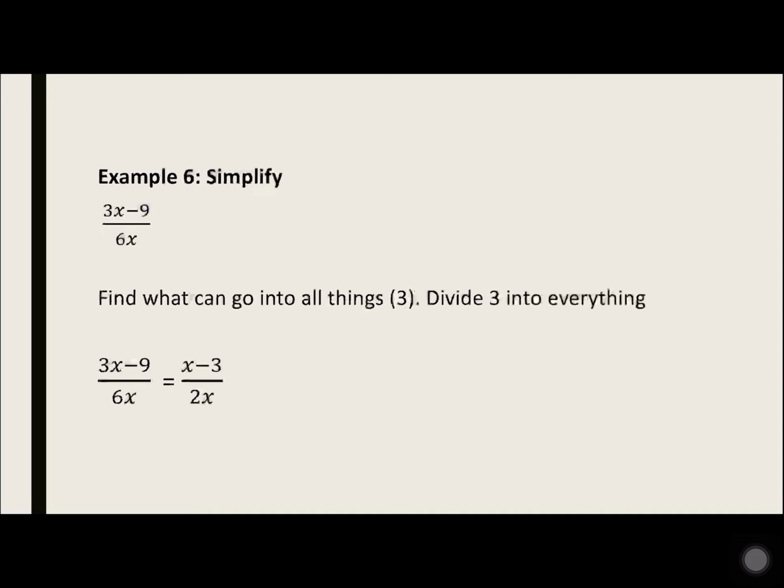Example 6. Simplify. Find out what can go into all 3. Divide 3 into everything. 3x divided by 3 is x. 9 divided by 3 is 3. 6x divided by 3 is 2x. X minus 3 divided by 2x is the answer.